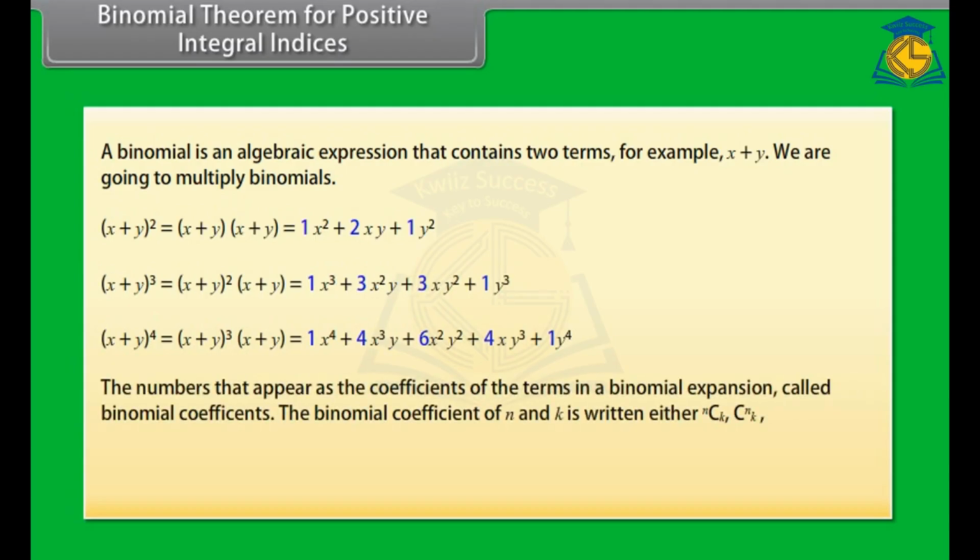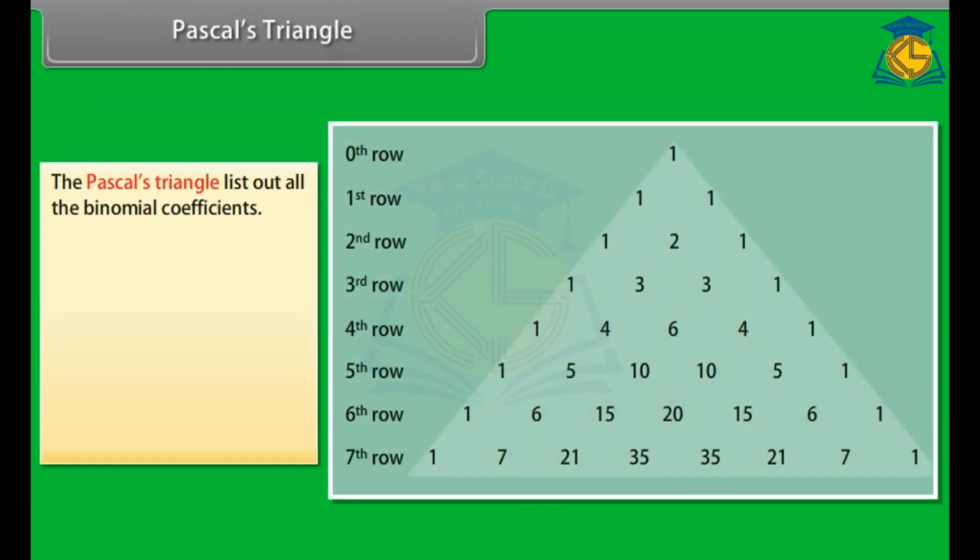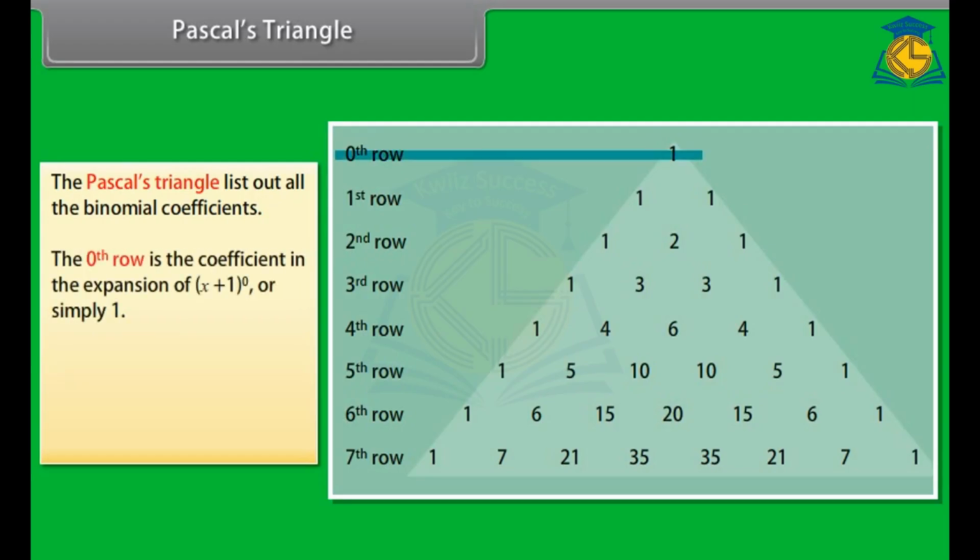The numbers that appear as the coefficients of the terms in a binomial expansion are called binomial coefficients. The binomial coefficient of n and k is written as nCk. Pascal's triangle. Pascal's triangle lists out all the binomial coefficients as shown in the figure. The zeroth row is the coefficient in the expansion of (x+1)⁰, or simply 1.